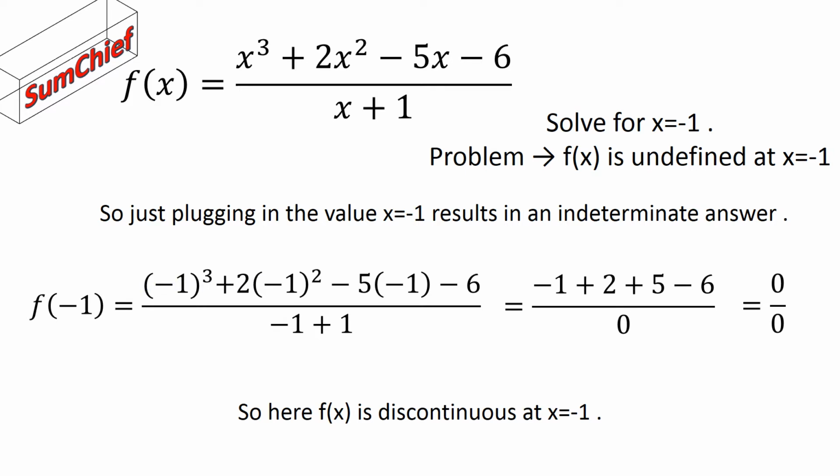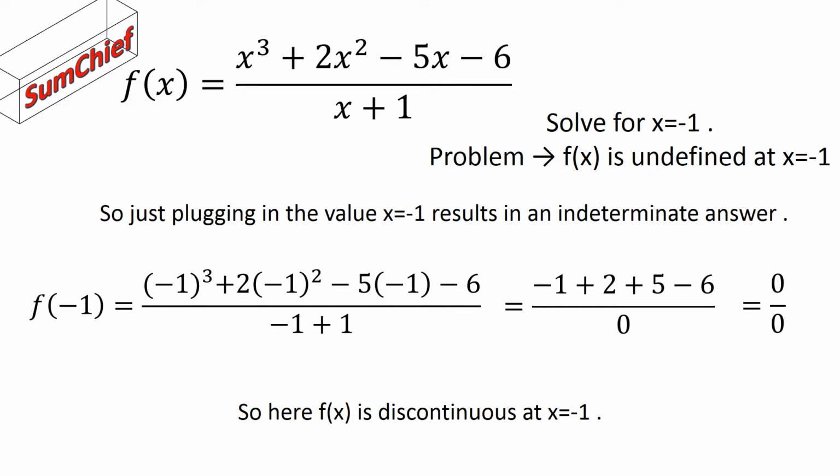So -1 cubed plus 2 times -1 squared minus 5 times -1 minus 6, and then -1 plus 1 in the denominator. So we've got -1 plus 2 plus 5 minus 6 divided by 0 gives us 0 over 0.